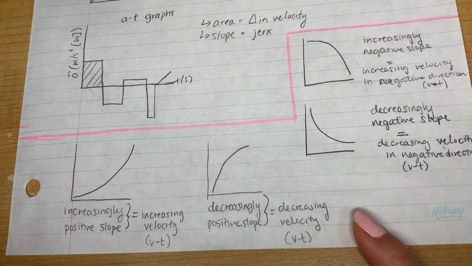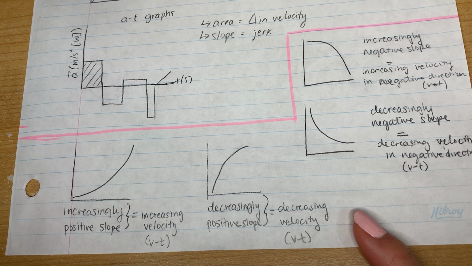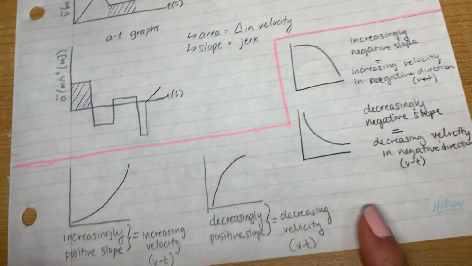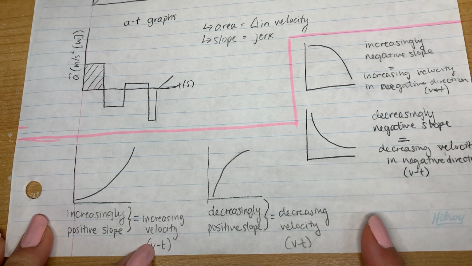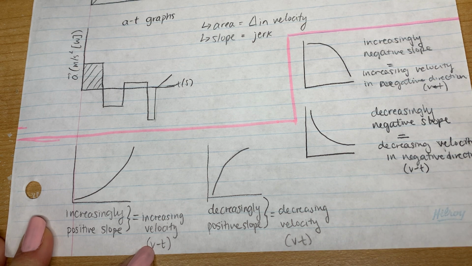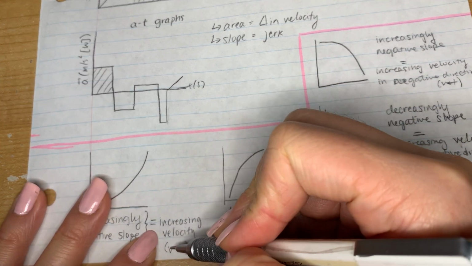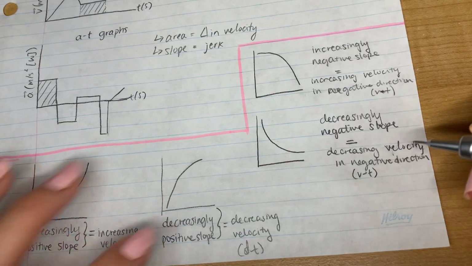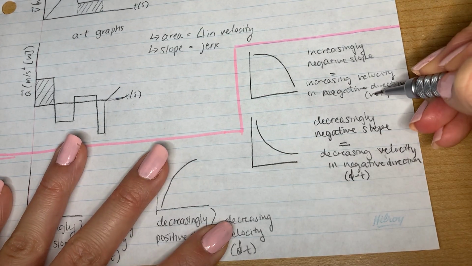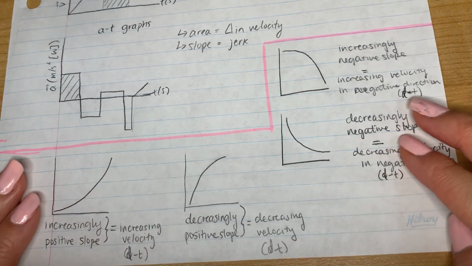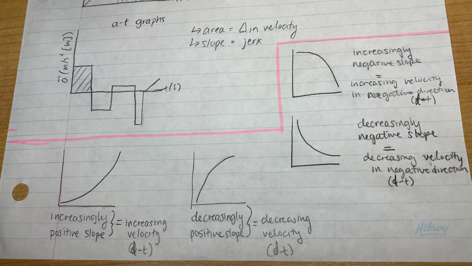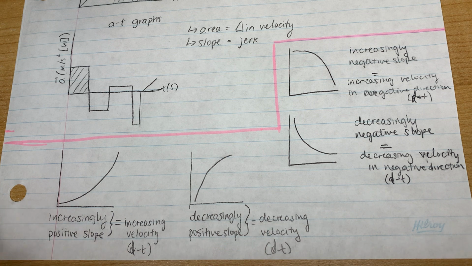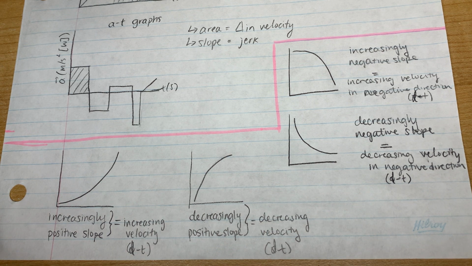In this slope, I meant to say DT graph. My apologies, that's not right. Anyways, so in this slope, this is a decreasingly positive slope, and in a DT graph, it means decreasing velocity.